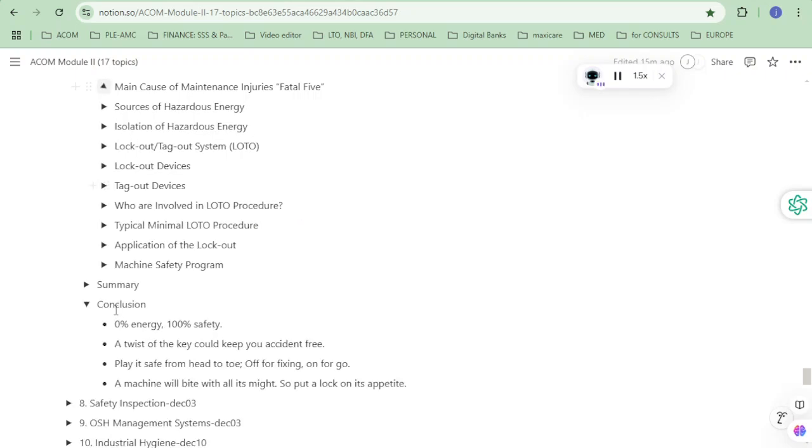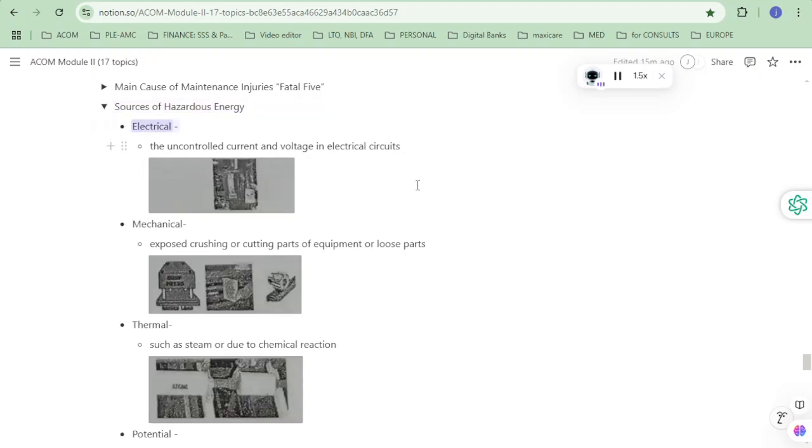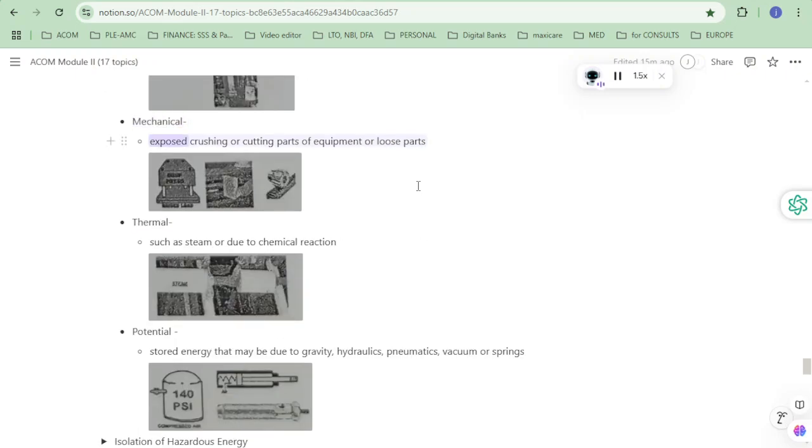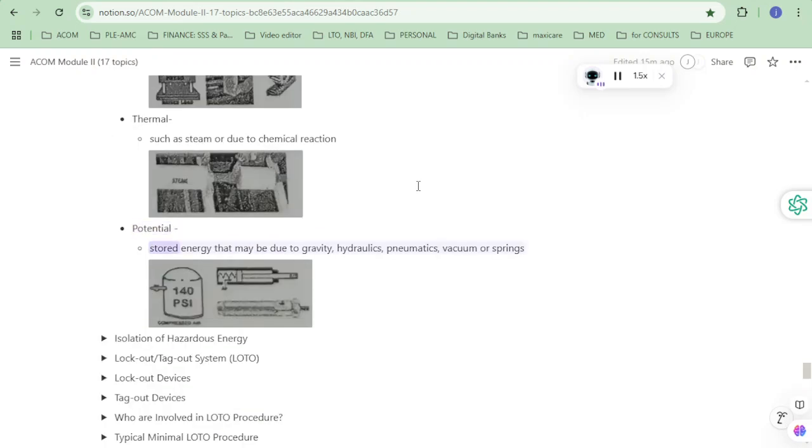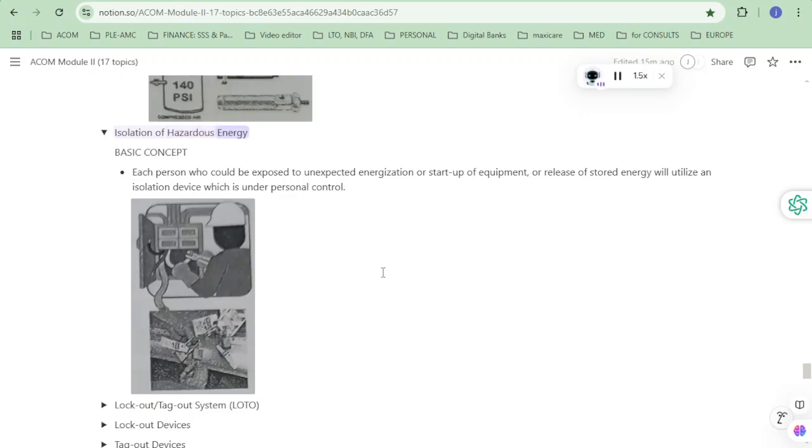Sources of hazardous energy. Electrical. The uncontrolled current and voltage in electrical circuits. Mechanical. Exposed crushing or cutting parts of equipment or loose parts. Thermal. Such as steam or due to chemical reaction. Potential. Stored energy that may be due to gravity, hydraulics, pneumatics, vacuum or springs. Isolation of hazardous energy.